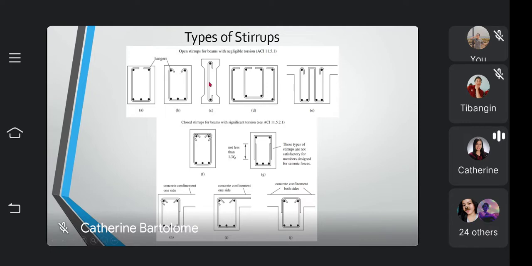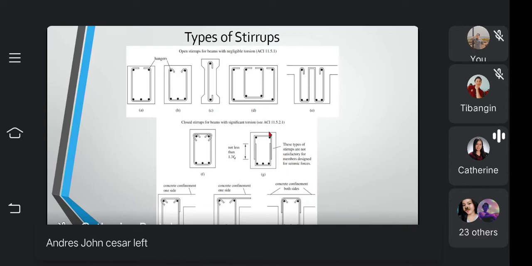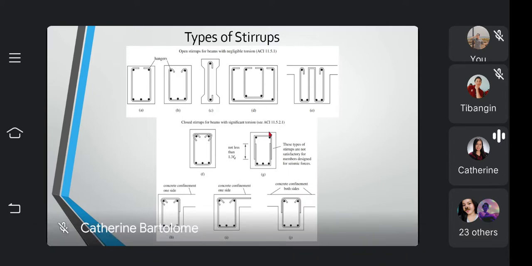And this is for I-beams. You can also do this in this manner, and in letter C. So where does the design vary? We will find that out in the next discussions. In ACI 11.1.2.1, these are closed stirrups for beams with significant torsion. If your beam is carrying torsion, you should design your stirrups in a manner that they are closed, just like in figure F and figure G.